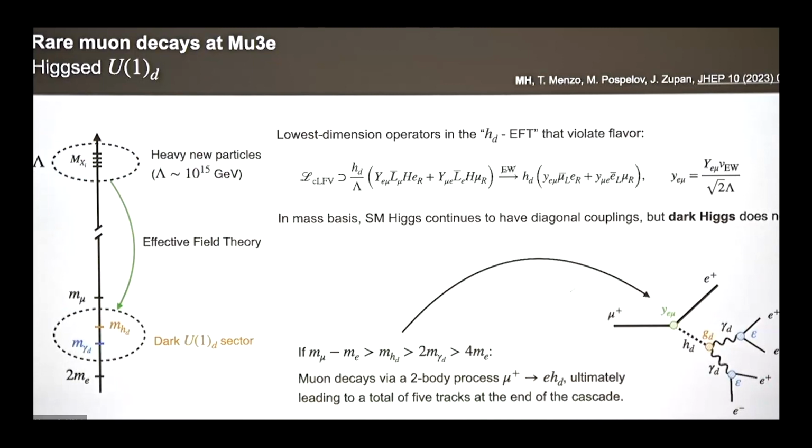and the lowest dimensional operators, the non-renormalizable operators of this kind of construction, already allow you to violate lepton flavor. So these are just examples of operators that violate e-mu conservation. So you have left-handed muon or left-handed electron, and then upon symmetry breaking, you get these couplings Y, which are essentially a proxy for the new physics scale.